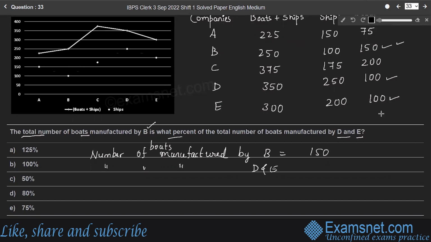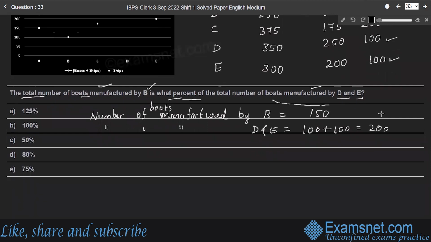So totally it is 100 plus 100, which is 200, right? So we have to find the percentage of number of boats manufactured by B over boats manufactured by D and E, right? Therefore, required percentage is: here number of boats manufactured by B is 150, is what percentage of boats manufactured by D and E? That is, for 200 total boats, 150 is number of boats manufactured by B.